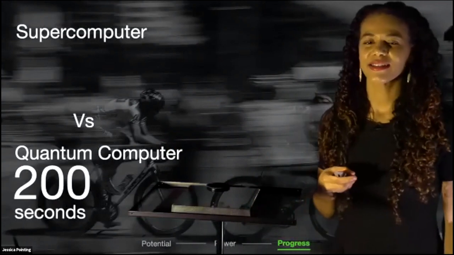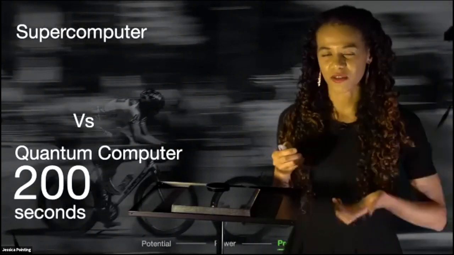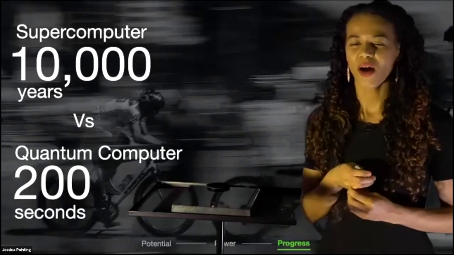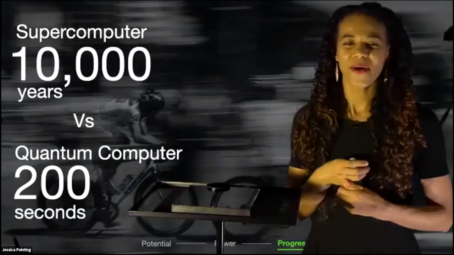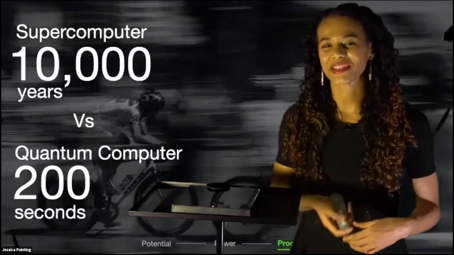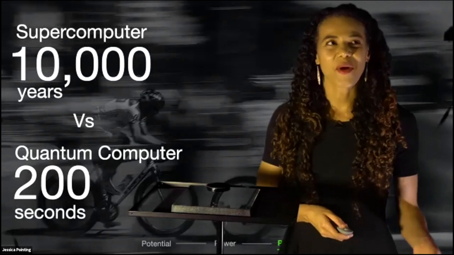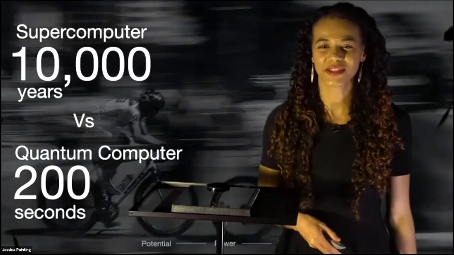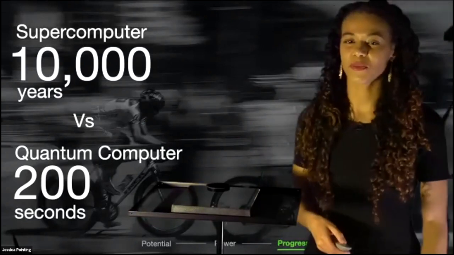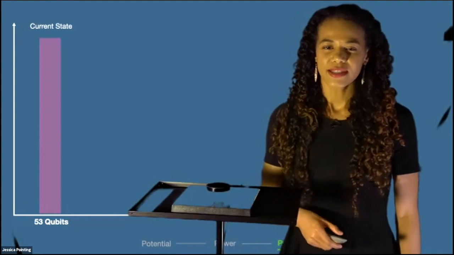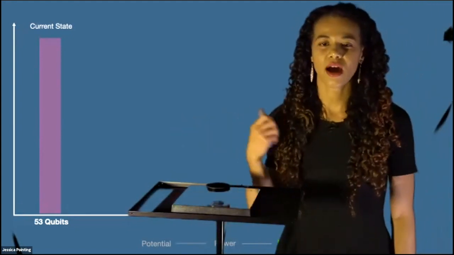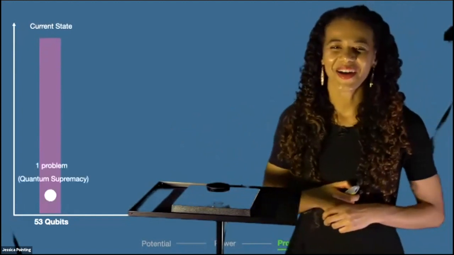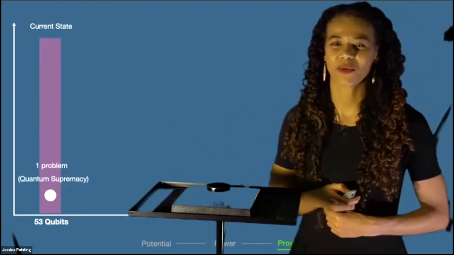They did that, and apparently this problem took 200 seconds on the quantum computer, and they estimated it would take about 10,000 years on a supercomputer. As you can see, that is quite a big achievement. The only problem is the problem itself isn't so useful. People are still trying to find applications of the problem, but it was still a pretty big milestone for the field. So this is the current state. This experiment was done with 53 qubits, and we can solve one problem faster on a quantum computer. That's the quantum supremacy experiment.